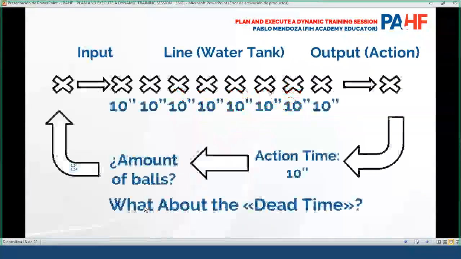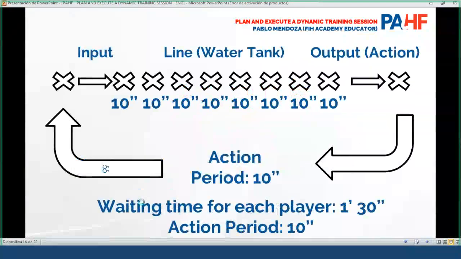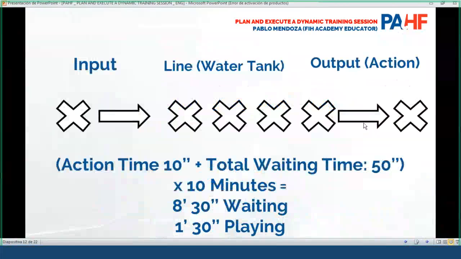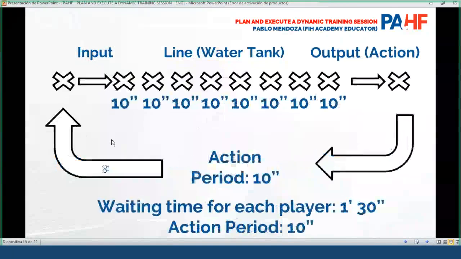Sorry, I didn't realize that I wasn't sharing my screen on the PowerPoint. So what I said before was, this exercise with four players waiting, one executing, one coming back to the line, all of a sudden we found out that we have more players than we expected, so now we have eight players in line, one executing, and one returning to the line.